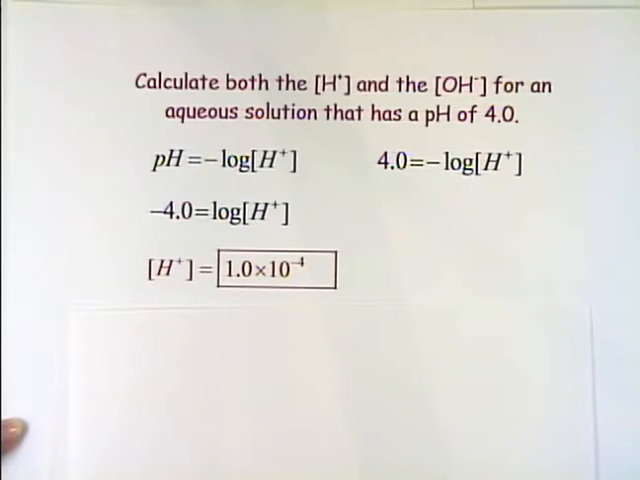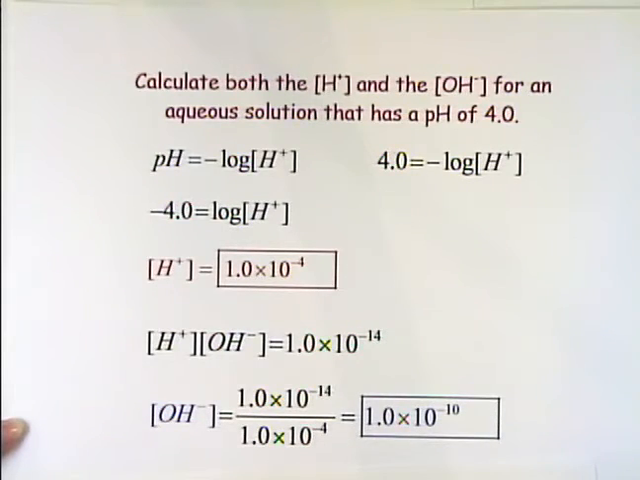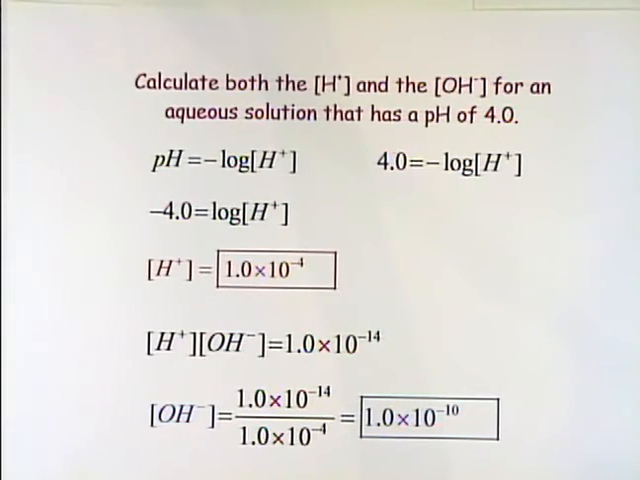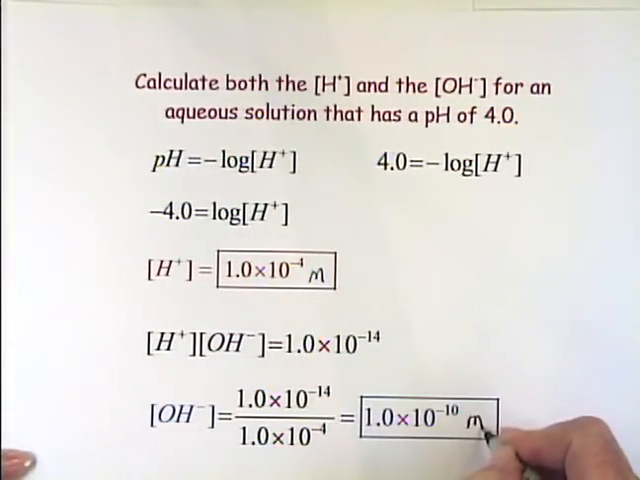We know that the hydrogen ion concentration times the hydroxide ion concentration is equal to 1.0 times 10 to the negative 14th power. We plug in the hydrogen ion concentration and do the math. Divide 1.0 times 10 to the negative 14th power by 1.0 times 10 to the negative 4th power to get a hydroxide ion concentration of 1.0 times 10 to the negative 10th power. Finally, don't forget that your unit is molarity for both the hydrogen ion concentration and the hydroxide ion concentration.